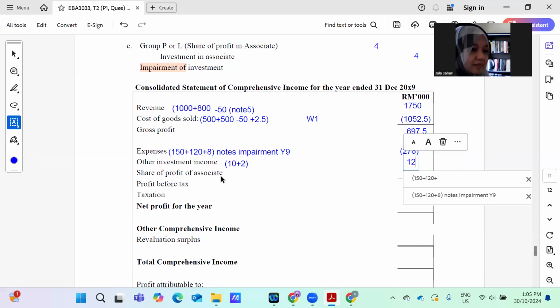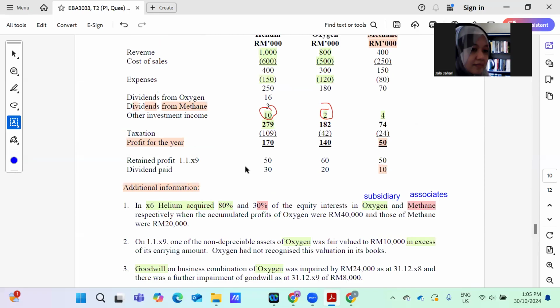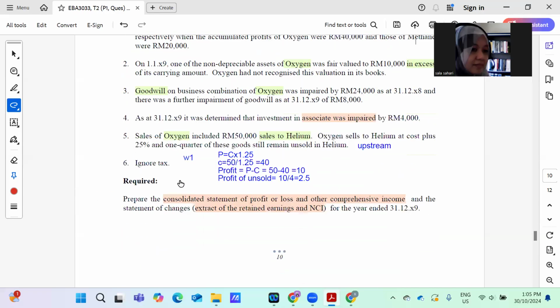And next, share of profit of associate. So just now I mentioned that share of profit from associate needs to be separate. You must have a separate section. You cannot just combine it with profit. All right. So the profit after tax, let's see for associate. Profit after tax is this one, 50,000.